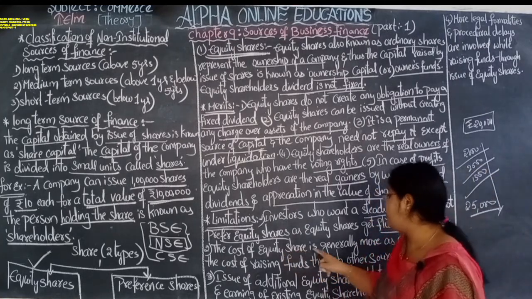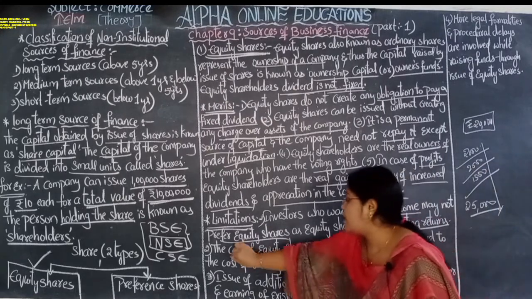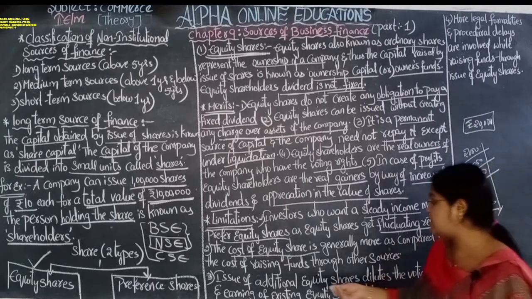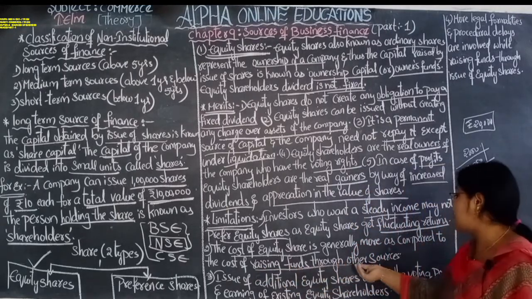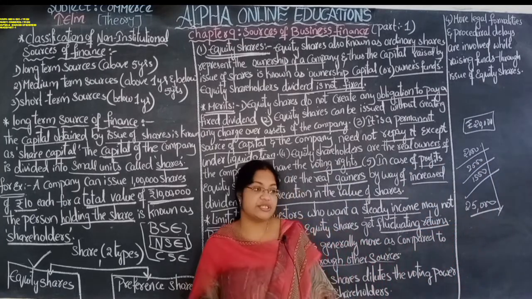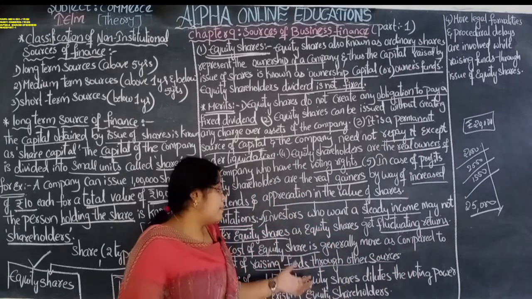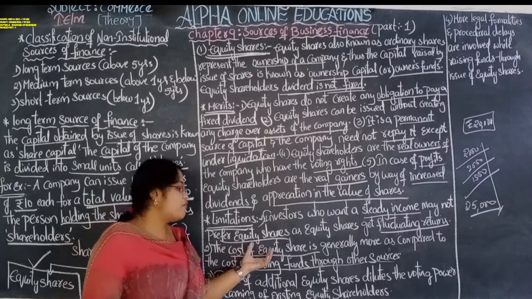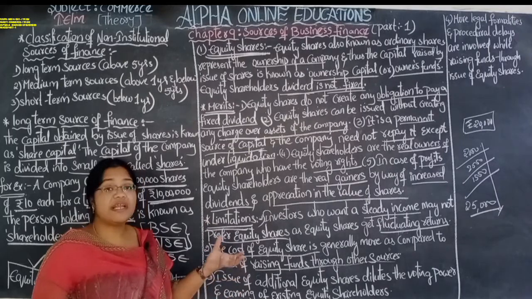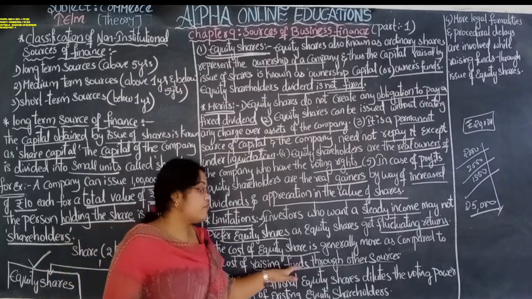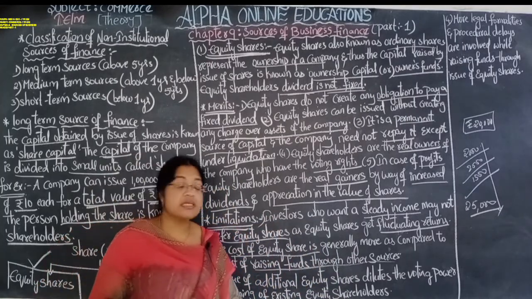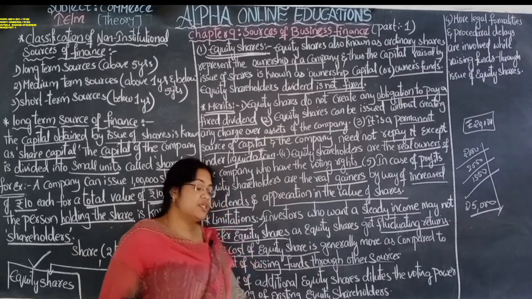The cost of equity shares is generally more as compared to the cost of raising funds through other sources. Other sources means from banks or from financial institutions. Raising funds from banks, financial institutions or creditors is easier than raising from equity shares.